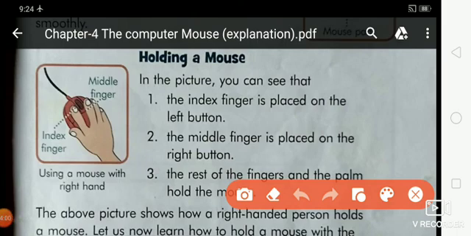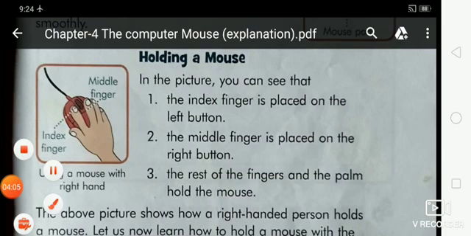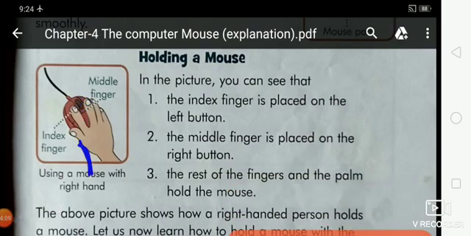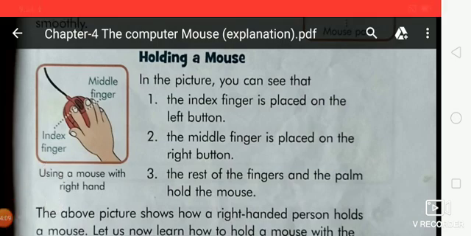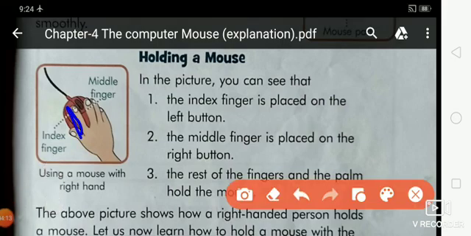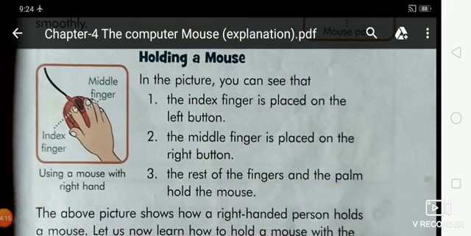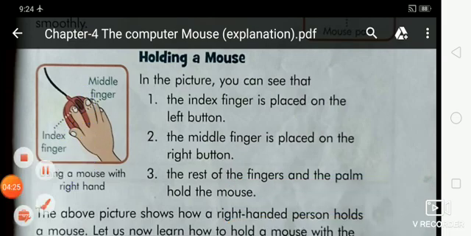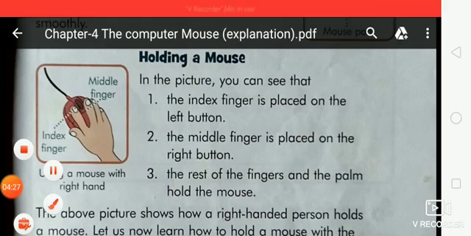Now students, this is your middle finger. This is the position of your middle finger. This is how your middle finger should be placed, and this is how your index finger should be placed, and your thumb should be on the side of the mouse. Your middle finger should be a little upward. It should not be placed over the mouse.